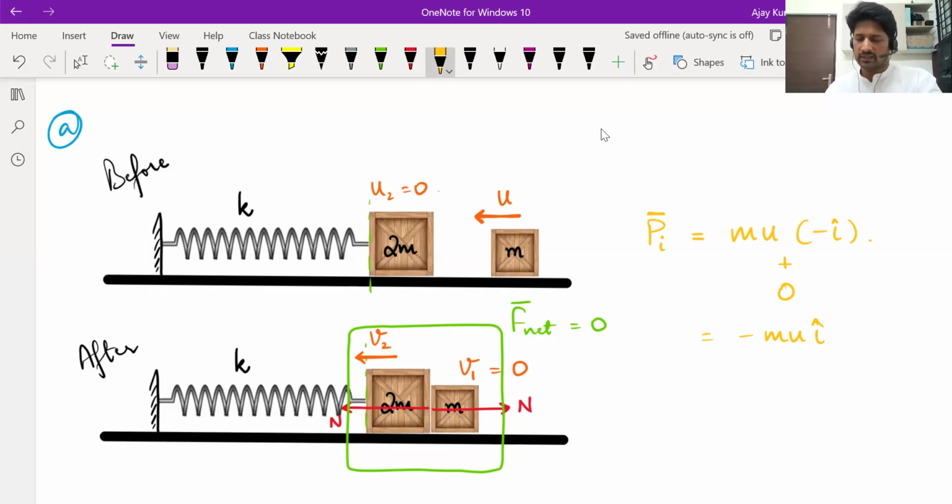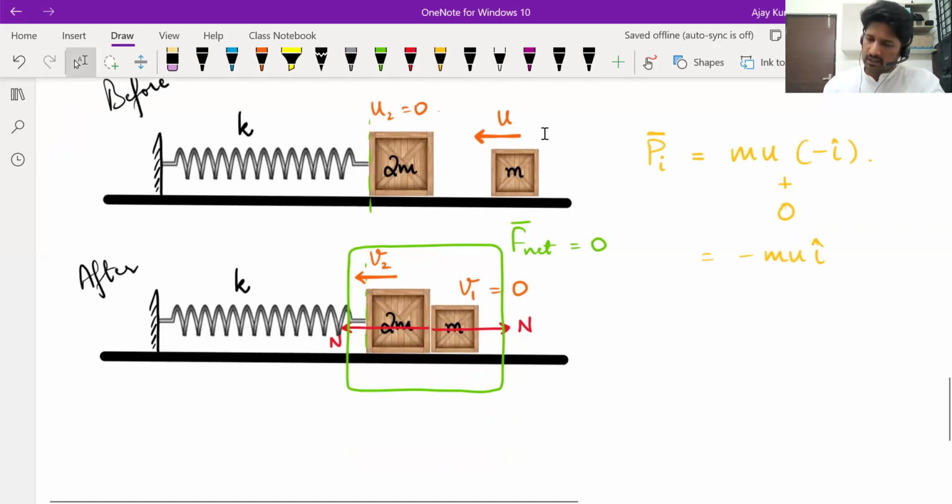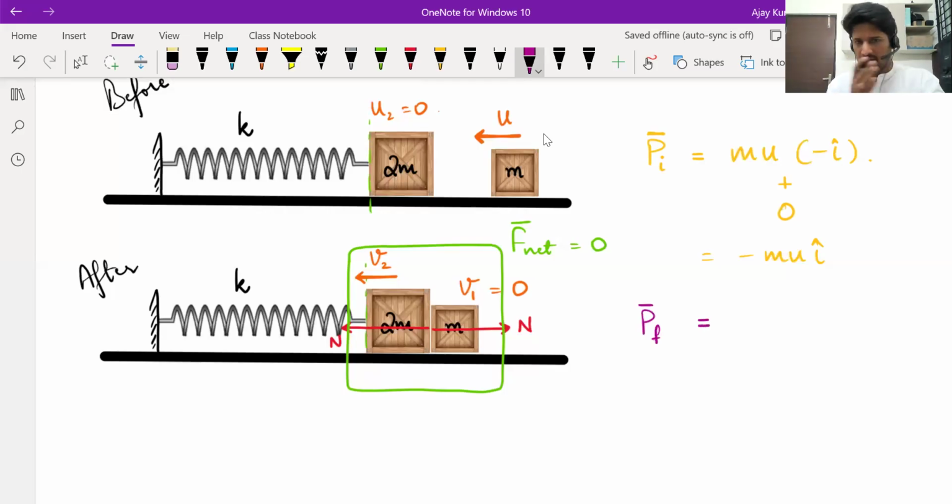After collision, it is given in the problem that m comes to rest. So 2m is the only one which has velocity. Aishwarya, how do we write the final momentum of this system? We assume 2m is moving with a velocity v2. Sir, minus 2m v2 i cap. Correct. 2m is the only one which has momentum finally, and it's moving with velocity v2 in the negative i cap direction. Therefore, final momentum is minus 2m v2 i cap. The other object's momentum is zero. M is not moving.